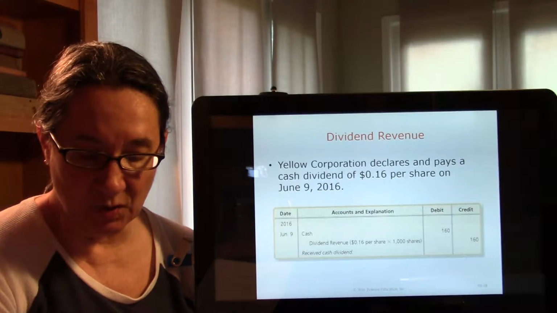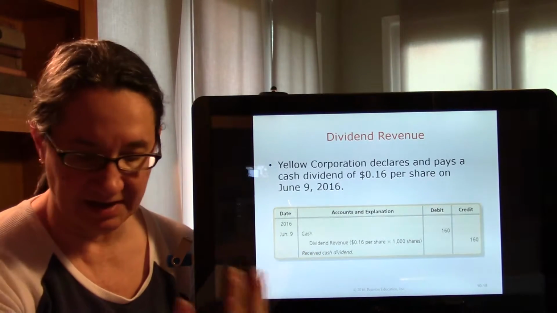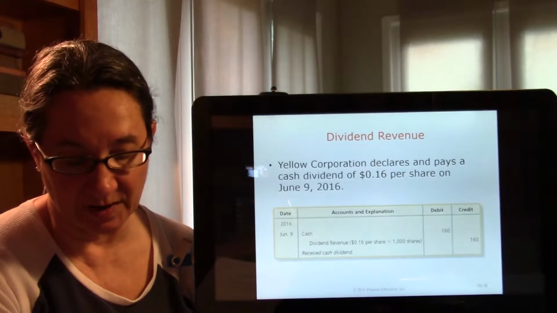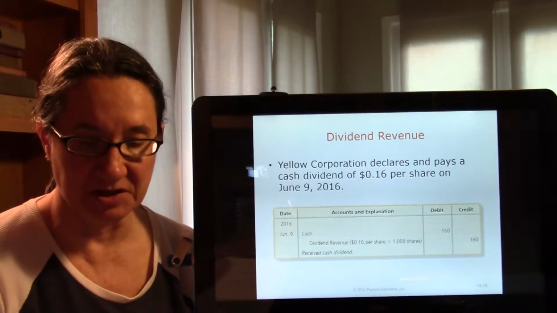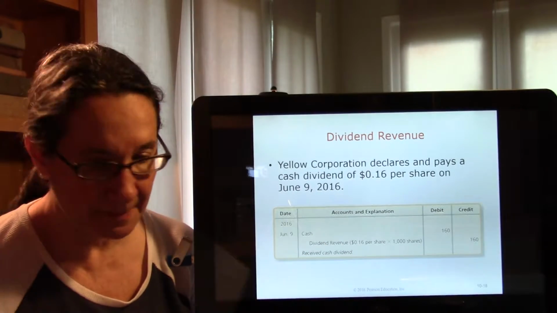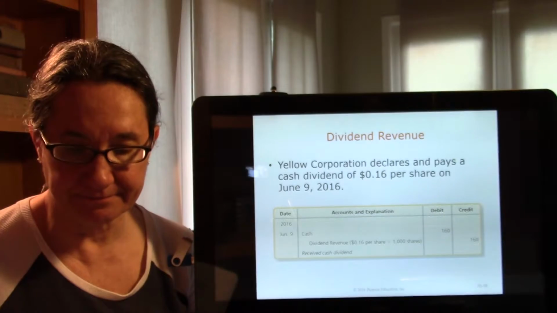So the entry requires a debit to cash, right? Cash coming in, $160, and a credit to dividend revenue for $160. That's 16 cents per share times 1,000 shares. So there it is: cash, dividend revenue. Pretty easy.